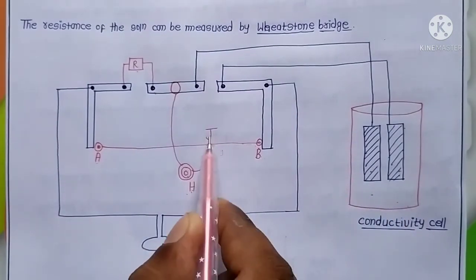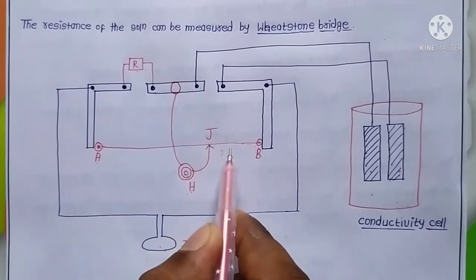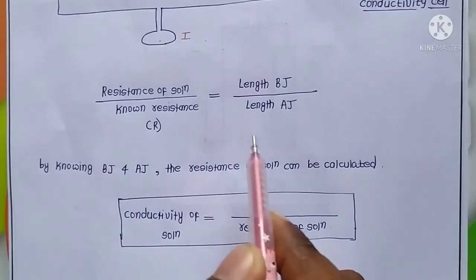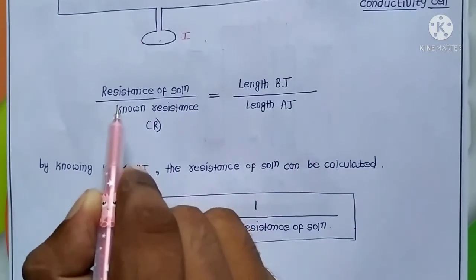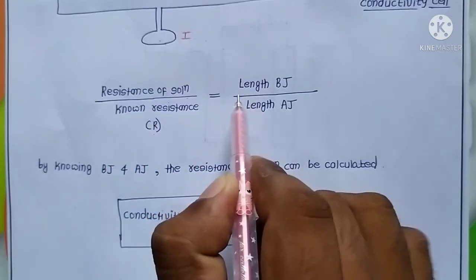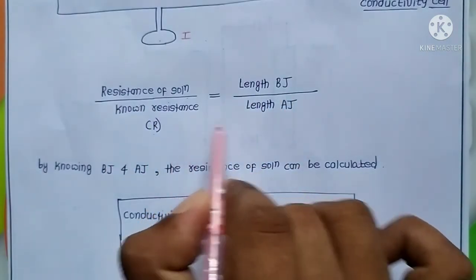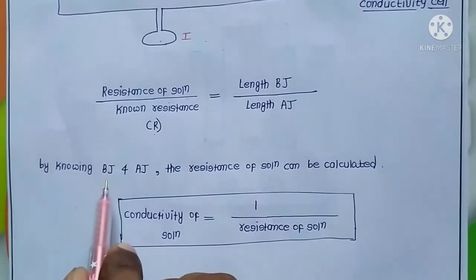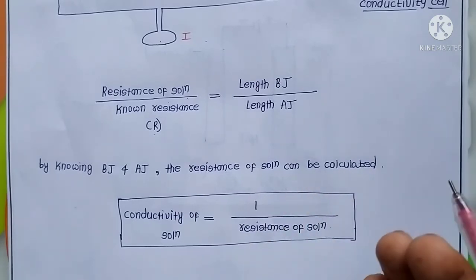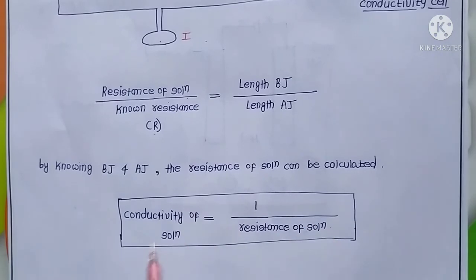Now the sliding contact J is moved on this wire AB so that the minimum or no sound is heard inside this headphone. At this point, the following relationship holds good: resistance of the solution divided by known resistance R. The resistance of the solution corresponds to the length BJ, and the known resistance to the length AJ. By knowing the BJ and AJ values, the resistance of the solution can be calculated, and if we get the resistance of the solution, we can easily determine the conductivity of the solution, which is given by 1 by resistance. That means the conductivity is the reciprocal of the resistance of the solution.